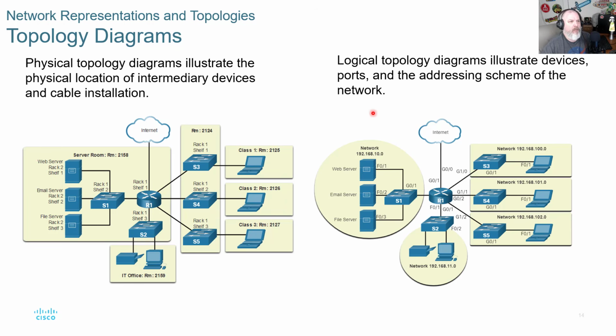And then we have our logical topology. It shows us our devices, our ports, and our addressing scheme for the network. This is more important when we need to know what ports are connected. We know where they're located because we've got our physical topology, but now we're representing our local area networks and our networks connected together here, our intermediary devices. Now we're showing our ports or our interfaces that are connected there. It's showing our IP addressing scheme so that we can look that information up.